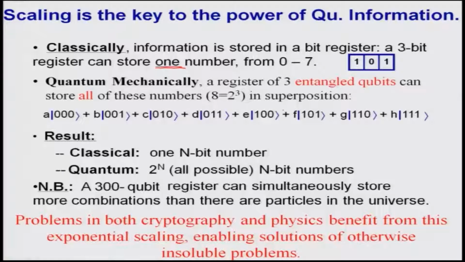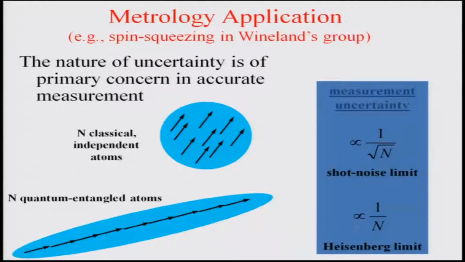As a result, a classical computer is an n-bit number crunching machine, whereas a quantum computer is 2 to the power n, all possible n-bit number crunching machines. A 300 qubit register can simultaneously store more combinations than there are particles in the universe, and that is a very important aspect of quantum computing. Problems in both cryptography and physics benefit from this exponential scaling, enabling solutions of otherwise insoluble problems. That is one of the biggest advantages of quantum computing.